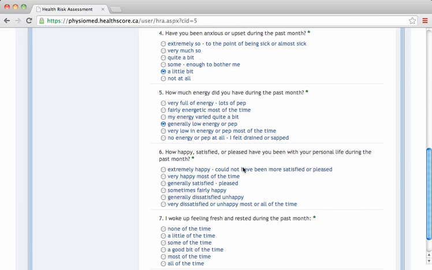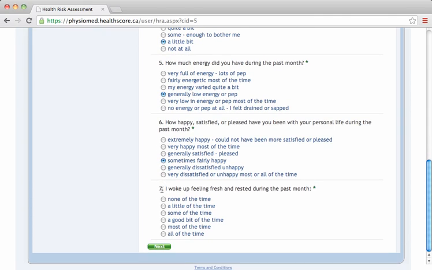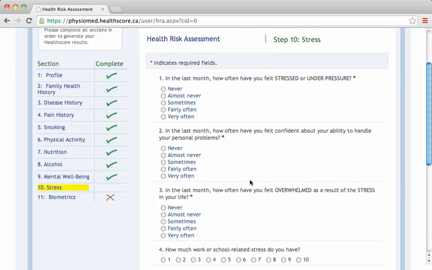How happy, satisfied, or pleased have you been with your personal life during the past month? Sometimes fairly happy. I woke up feeling fresh and rested during the past month. Some of the time, all the time, a little bit, none of the time. We'll say a little of the time. Next. Now we're going to move to general stress questions.